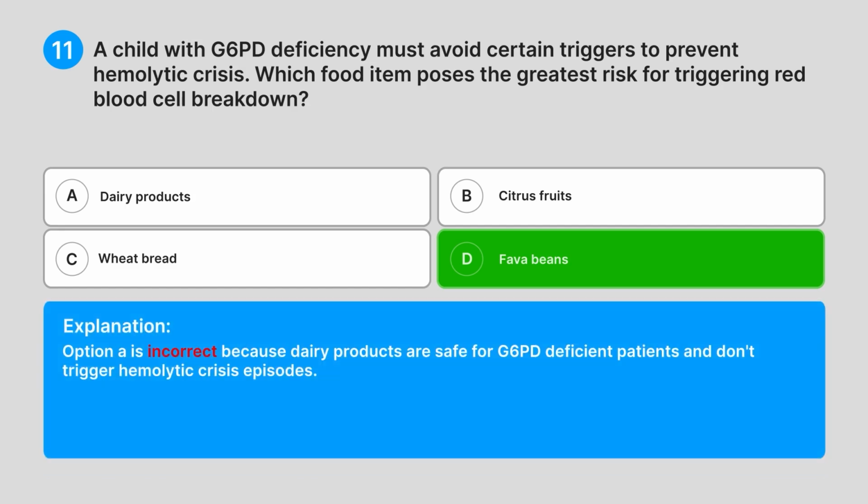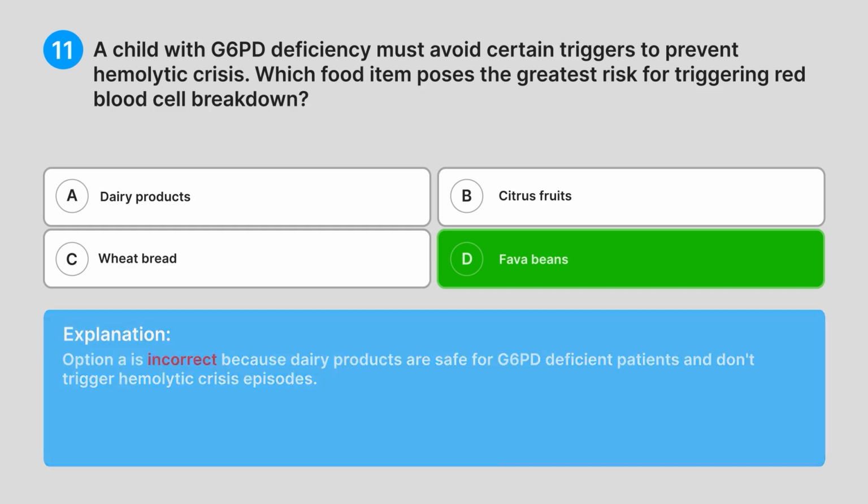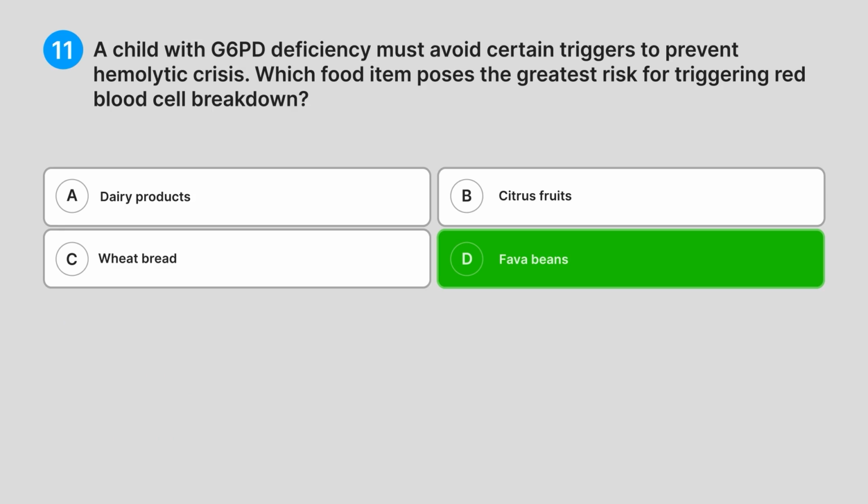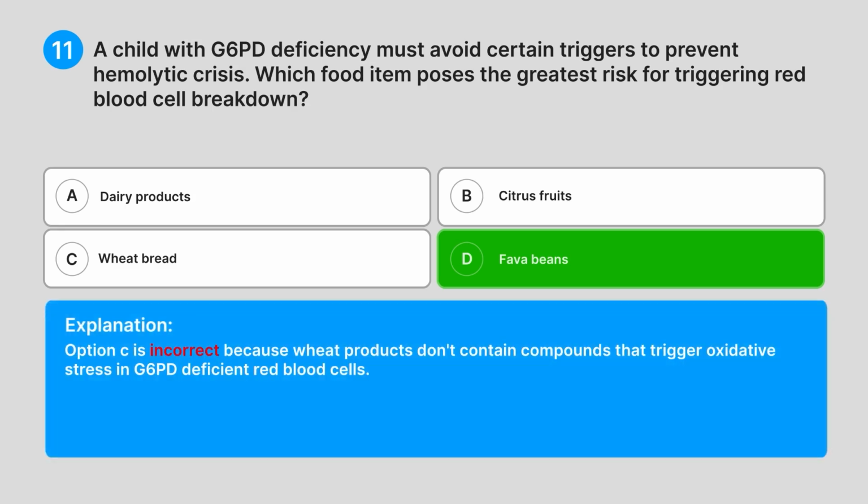Option A is incorrect because dairy products are safe for G6PD deficient patients and don't trigger hemolytic crisis episodes. Option B is incorrect because while high-dose vitamin C supplements are avoided, normal citrus fruit consumption is generally safe. Option C is incorrect because wheat products don't contain compounds that trigger oxidative stress in G6PD deficient red blood cells.